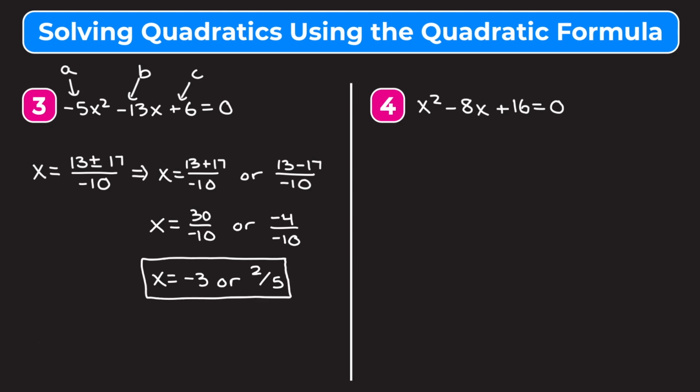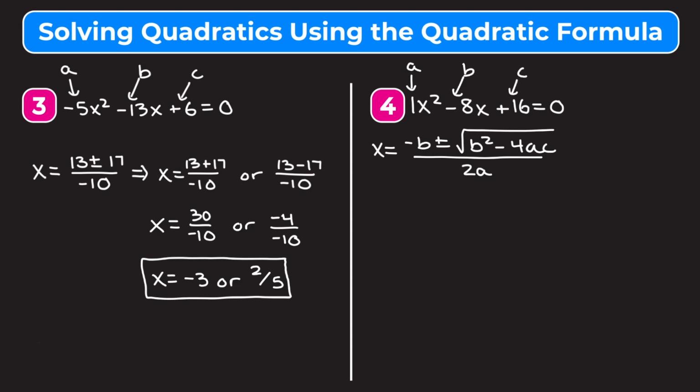And finally, moving on to our last example, we have x squared minus 8x plus 16 is equal to 0. So I'm going to start by writing our quadratic formula. We have x is equal to negative b plus or minus the square root of b squared minus 4ac all over 2a. And now let's figure out what a, b, and c are. I'm going to put a 1 in front of our x squared so that we understand that a is equal to 1, b is equal to negative 8, and c is equal to 16.